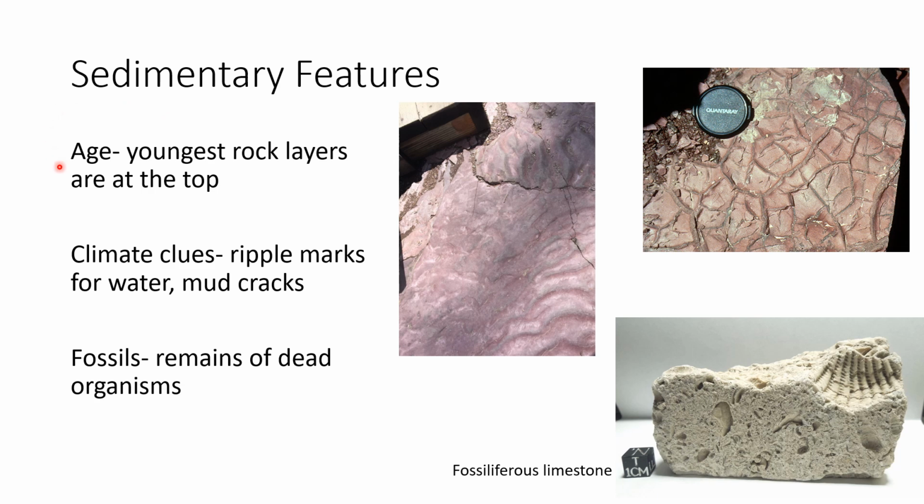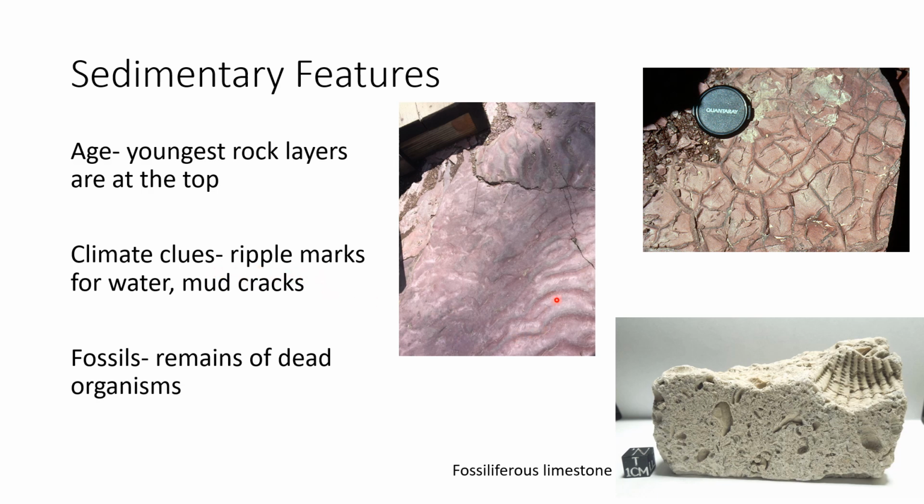You can tell the age of a sedimentary rock because the older layers are going to be towards the bottom of a column of rock versus the younger layers, just because of the way that gravity deposits them. The stuff that's at the bottom was deposited first compared to the stuff at the top. You can get some clues about ancient climates from sedimentary rocks. For example, ripple marks show the presence of water.